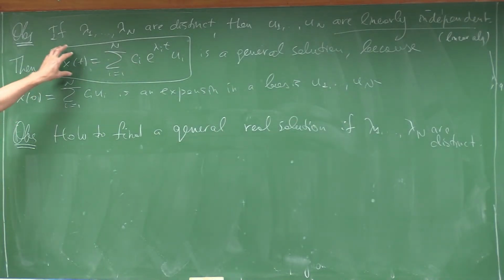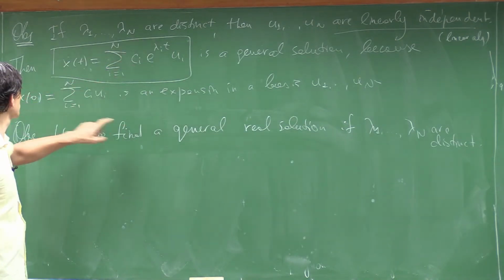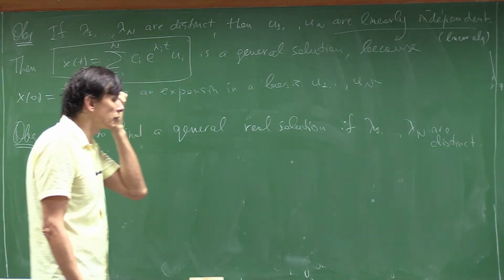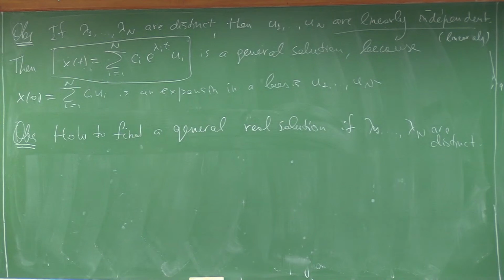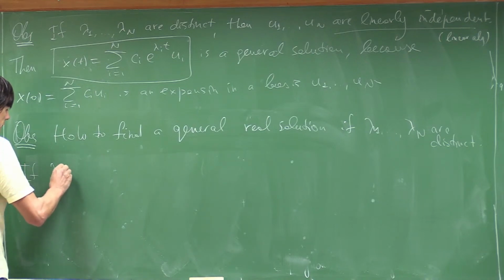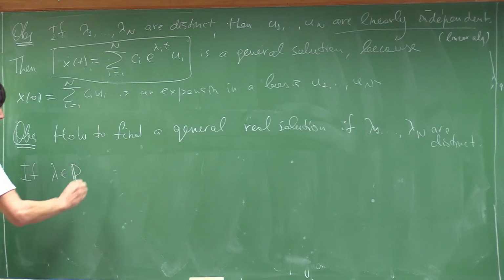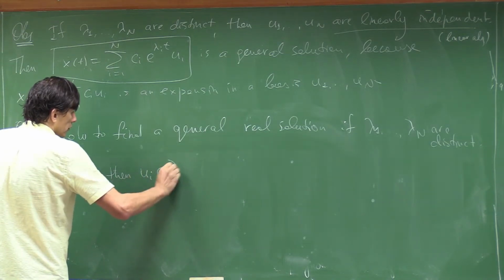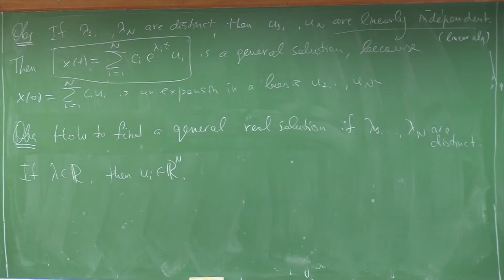We just showed that whenever all lambdas are different, this gives you a general complex solution. It satisfies a general complex initial condition. But we don't want any complexity in the final result, because our system is real and initial conditions are real. So there are two cases. If lambda is real, then the eigenvector is also real, because whenever the eigenvalue is real, you can solve this problem with a real eigenvector.